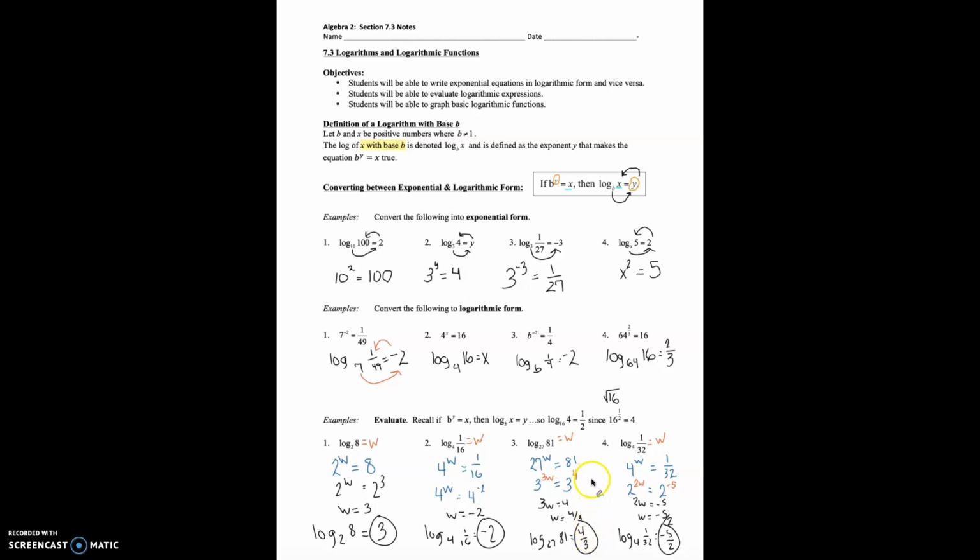And then for number 4, I have 4 to the W power is 1 over 32. Again, I changed it so it's base 2. So 4 is the same as 2 squared. So I have 2 to the 2W equals 2 to the negative 5th. Again, 1 over 32, we have negative exponents. And we get negative 5 over 2 when we evaluate that. So really make sure you understand how to convert between exponential and log form. The more you practice that, the easier it's going to be when we're graphing logs and when we're working with other things down the road.